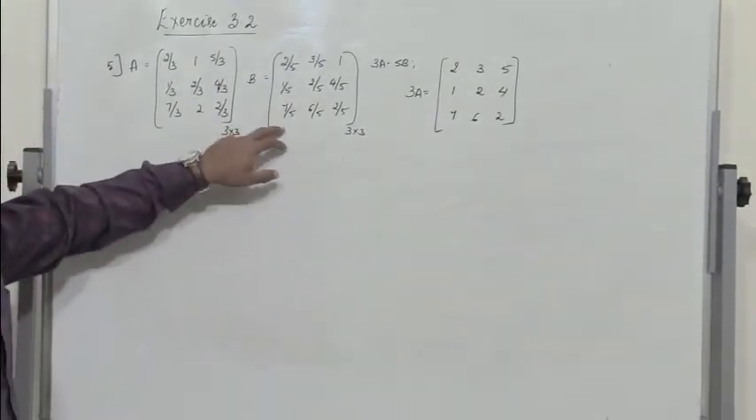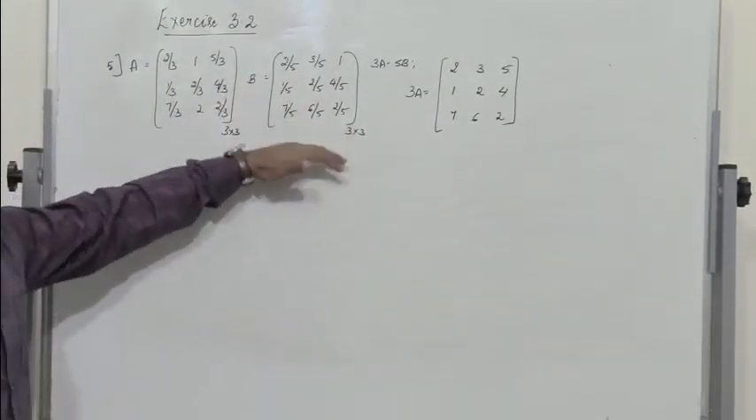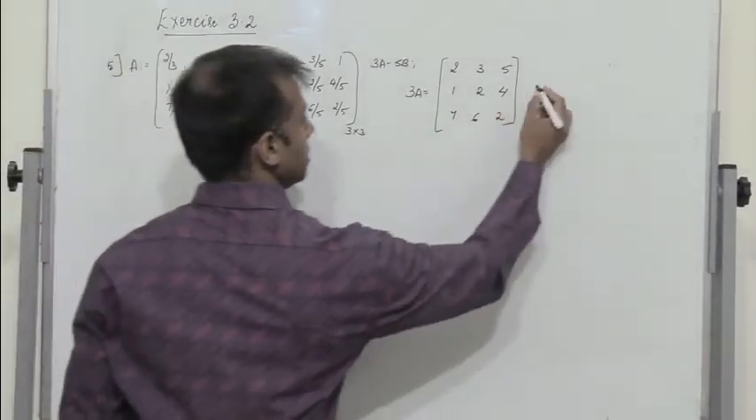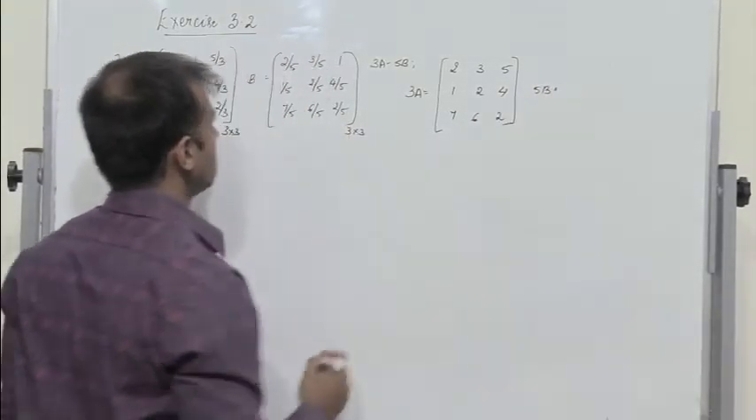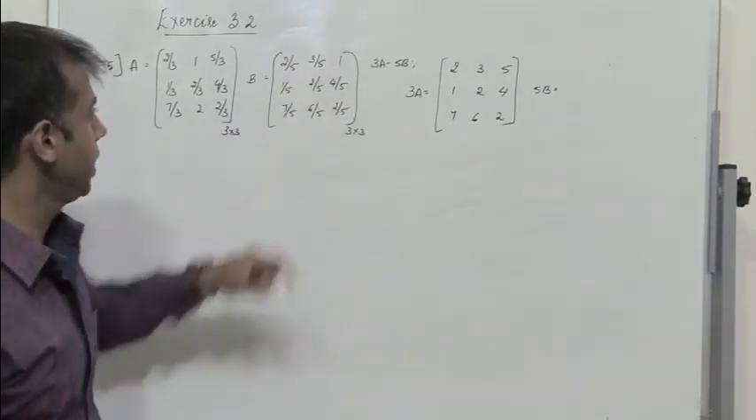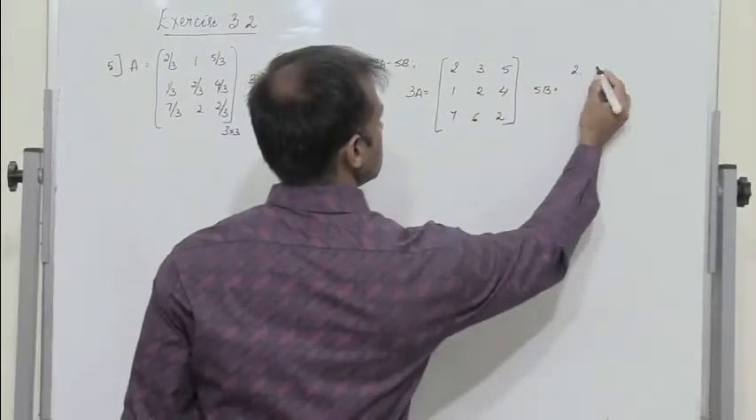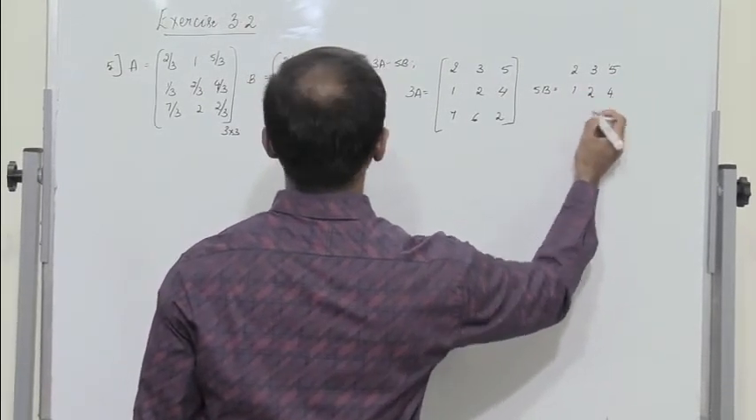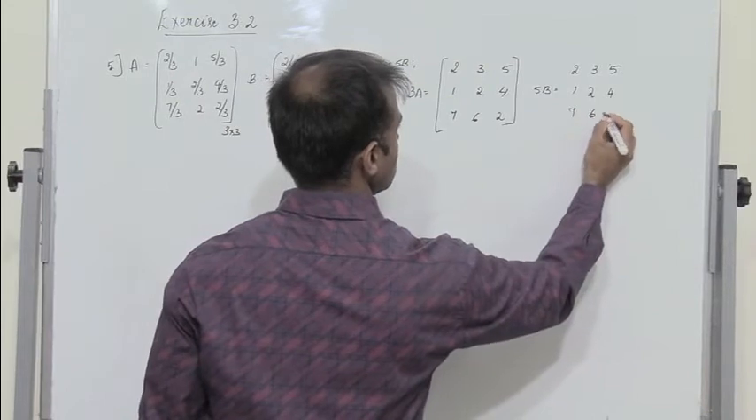So similarly here, I need to multiply all the elements of B with 5, because I need 5B. Whenever I have 5 in the denominator, it gets cancelled. So I get 2, 3, 5, and then 1, 2, 4, and then 7, 6, 2.